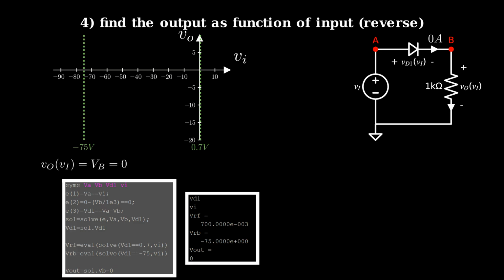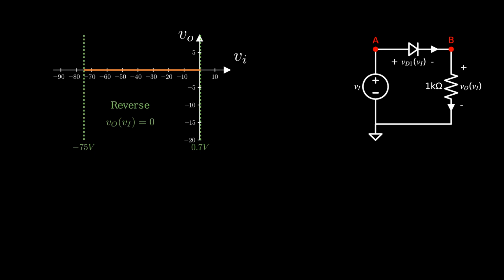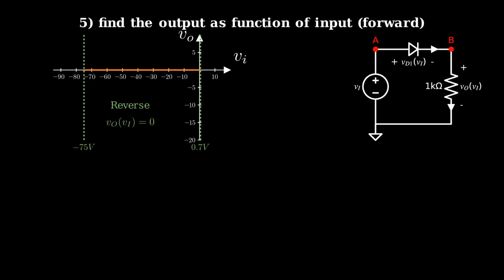All of this analysis assumed the diode is operating in the reverse region. We can then add the output expression to the plot, but only in the reverse domain. Now we've extracted everything we need from the reverse assumption. Let's move on to the other two assumptions, starting with the forward assumption.